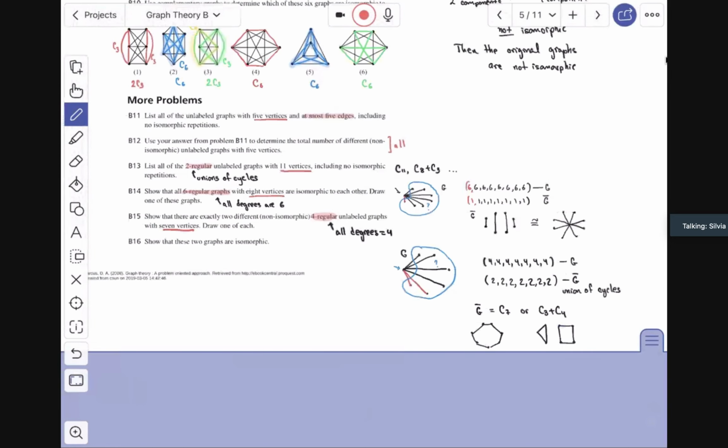Oh, and then it says, that's all we had to do for B15. So let me say this was 15 and this was 14.